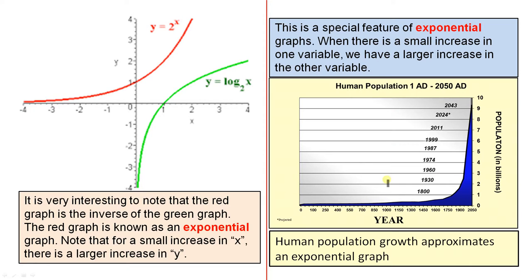Now here is an example of an exponential graph which is used in real life. It shows world population. Basically, as each year goes along, the population increases. So with the increase of 1 or 2 or more years, the resultant increase in the population is quite large. And that's why it looks like an exponential graph. So human population growth approximates an exponential graph.